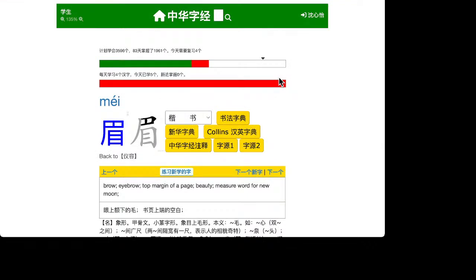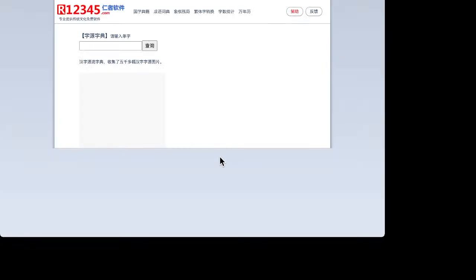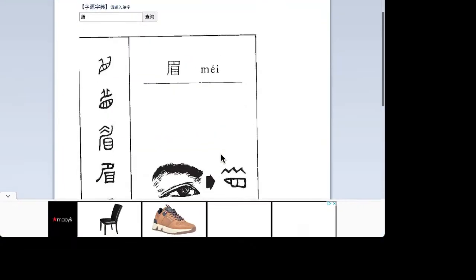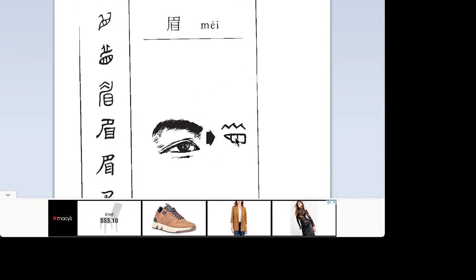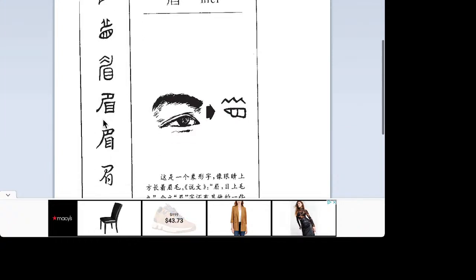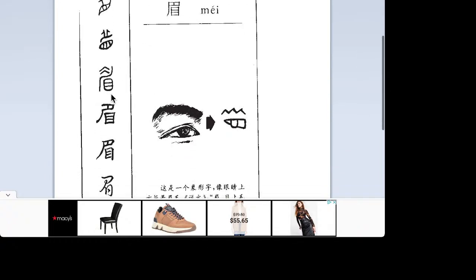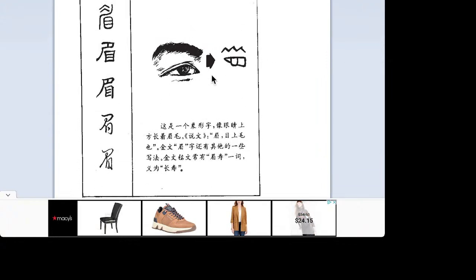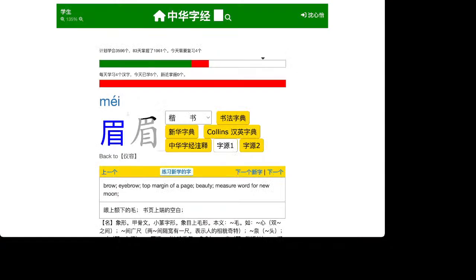秀, mate. Mate, this one's very straightforward. Look at the etymology. Right, this is the eye, mu, right? And then this is the eyebrow. There's a little squiggly, the eyebrow. This looks a little different over time, but yes, that is what it is. It's just an eye and an eyebrow. Very simple, and it means eyebrow.